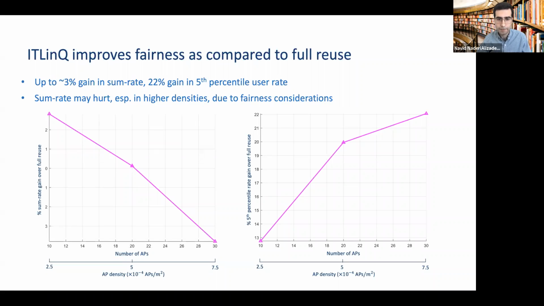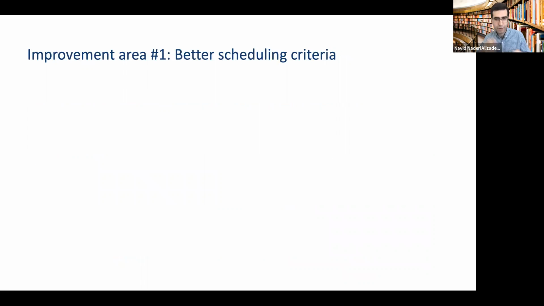Okay, so after joining Intel, basically after doing my PhD, we're thinking of how we can improve over what I showed you just now. First of all, better scheduling criteria. The decision boundary that ITLIQ was using was mainly linear.